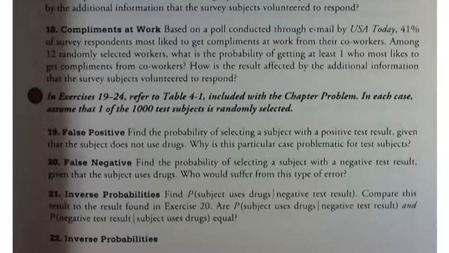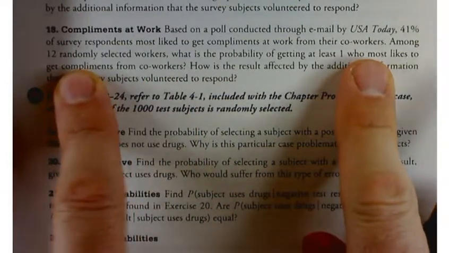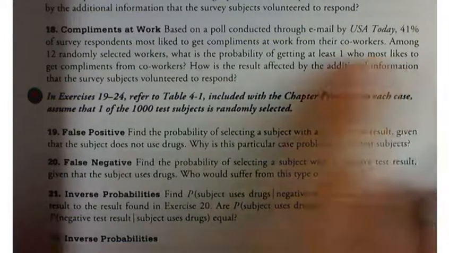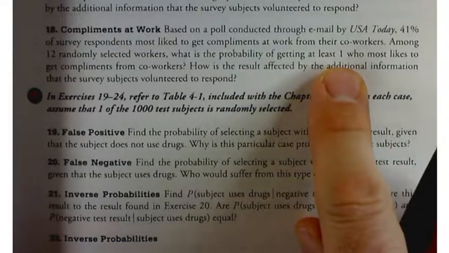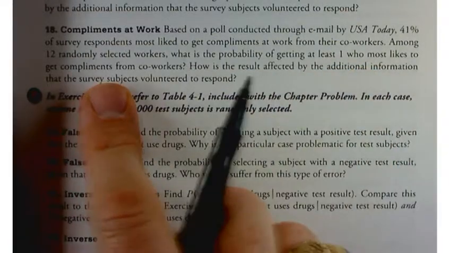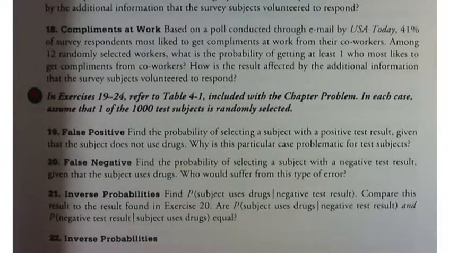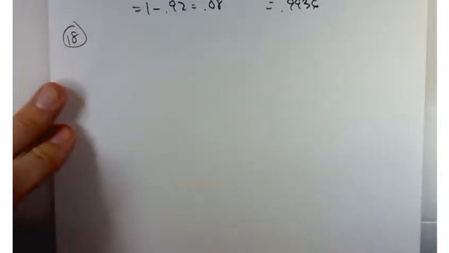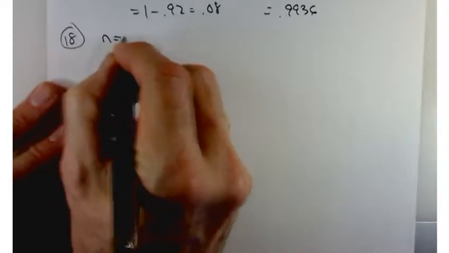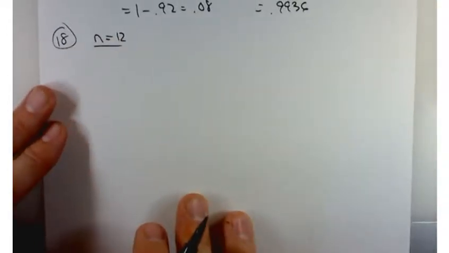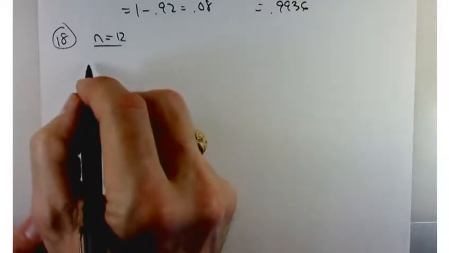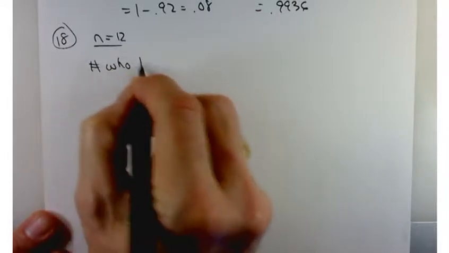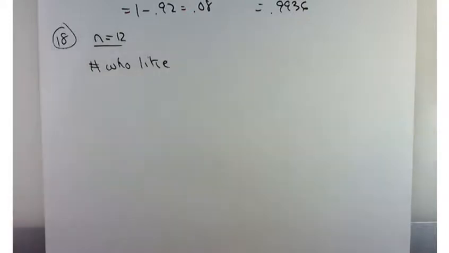So let's take one at a time and try and understand this first probability. We're selecting 12 people at random and trying to find the probability of getting at least one who most likes to get compliments from their coworkers. So let's list all the different things that can happen. You're selecting N equals 12 people. You want to know the number of people who like getting compliments from their coworkers.